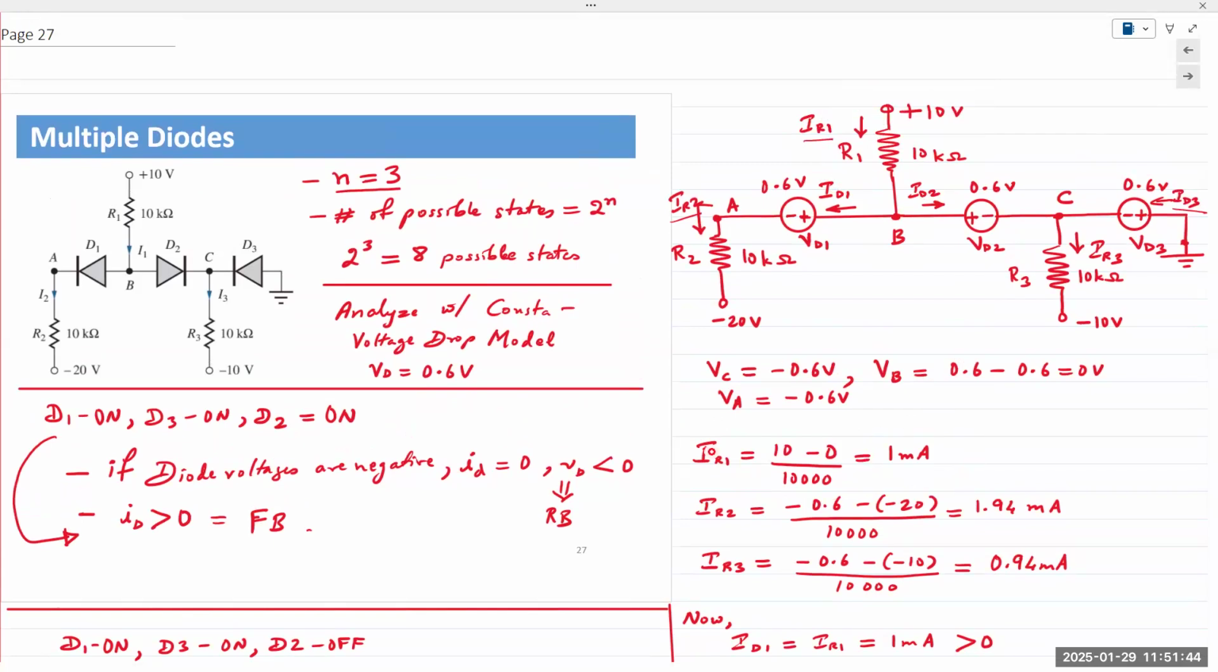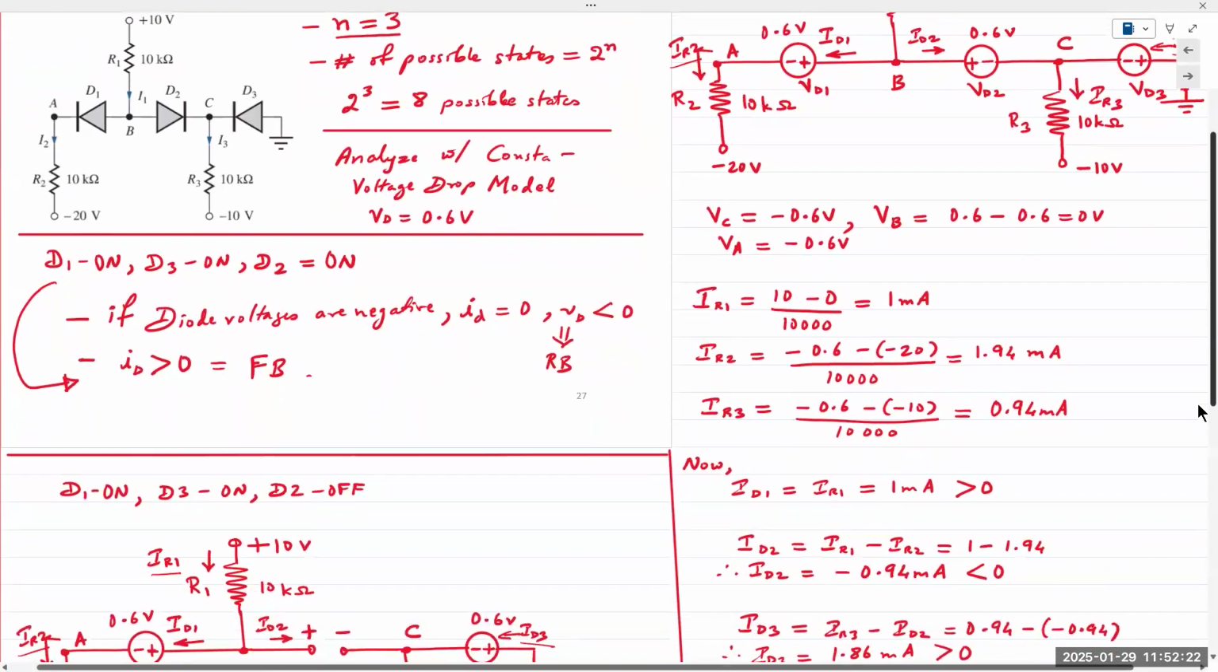Okay. Then I know the node voltage at A, and I know the voltage across R2 would be VA minus minus 20, right? And so that would become minus 0.6 minus of minus 20 divided by R2 gives me 1.94. Now, IR3, same manner, is node C minus of minus 10, right here. It gives me 0.94 milliamps.